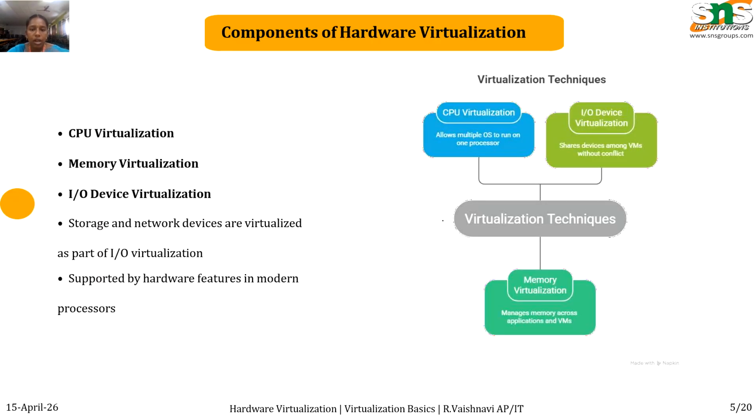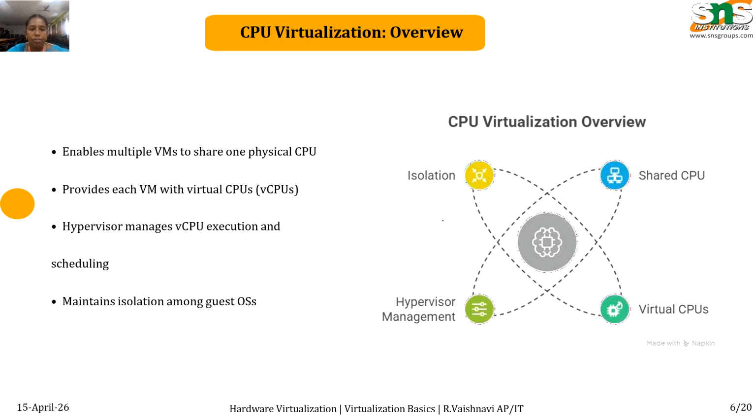The components of hardware virtualization. Here we have three components. First one is CPU virtualization, second one memory virtualization, third one input output device virtualization. The storage and the network devices are virtualized as a part of input output virtualization. It's supported by the hardware features in the modern processors.